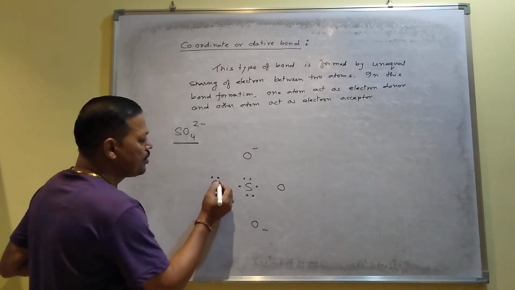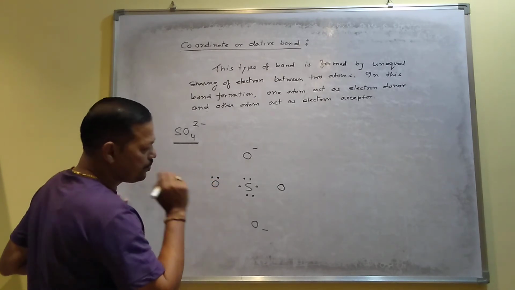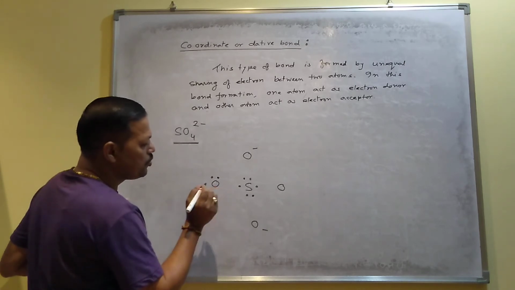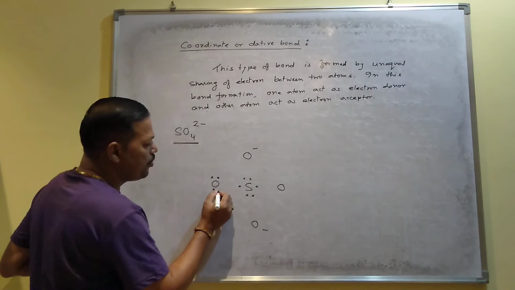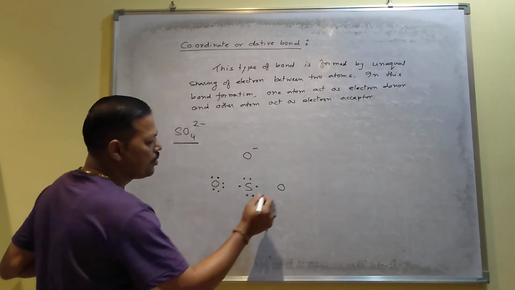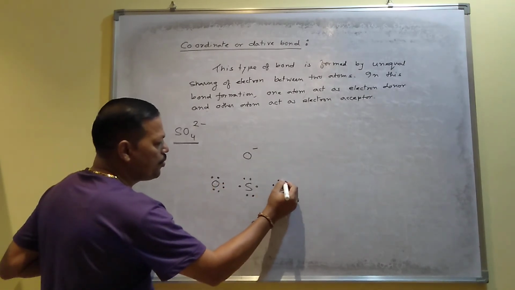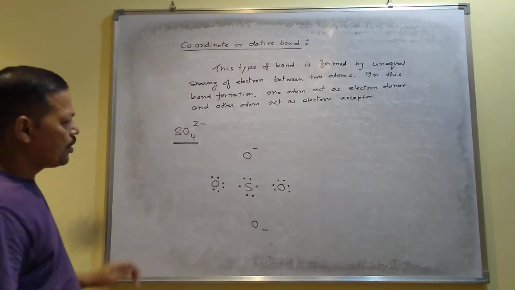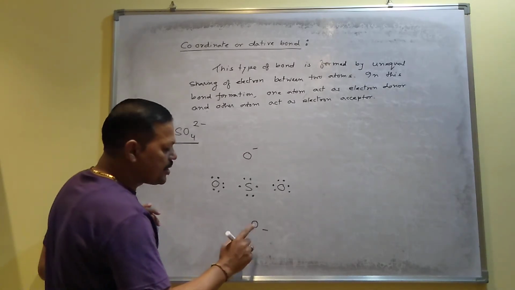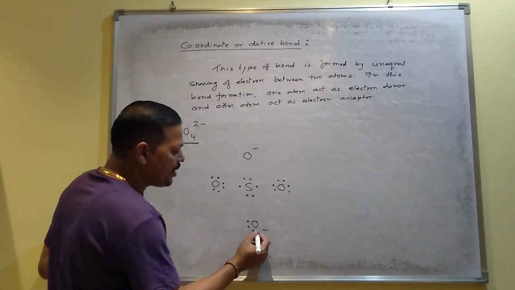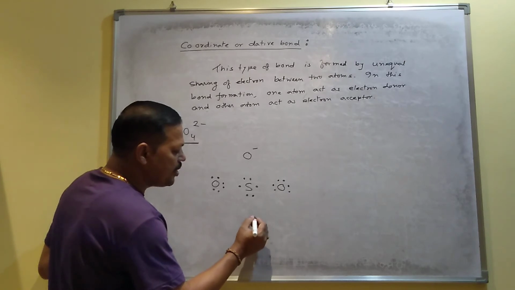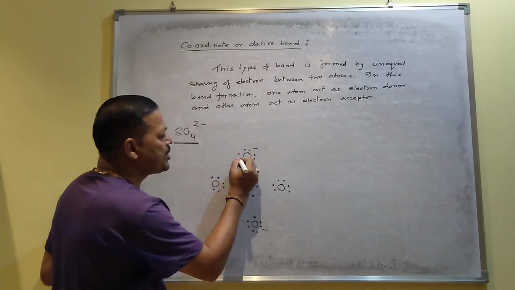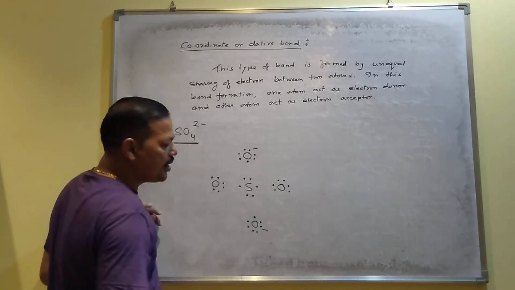Oxygen has 6 electrons, you know. 1, 2, 3, 4, 5, 6 electrons. And since it is carrying one negative charge, that's why it has 7 electrons. Negative means it gains one extra electron. Here 7 electrons. Here also 7 electrons because one negative charge is present. Negative means it gains one extra electron.